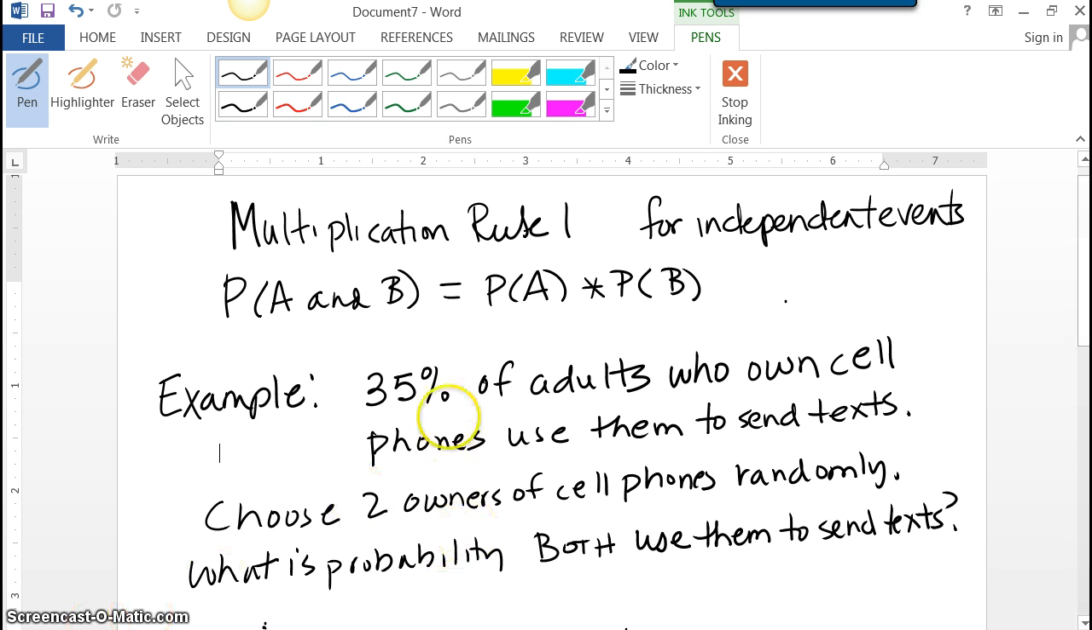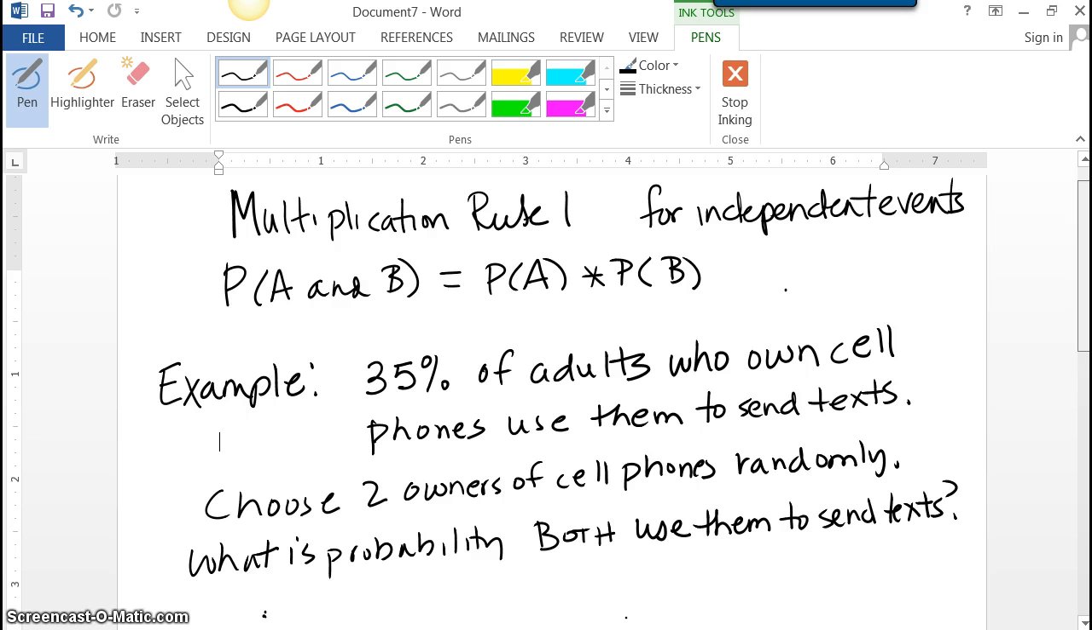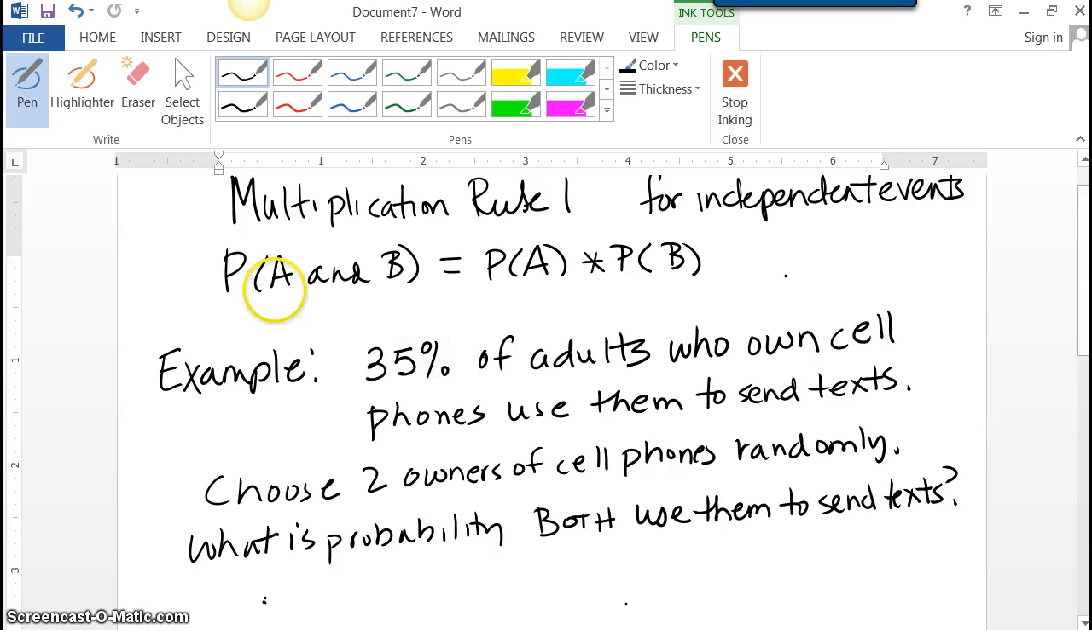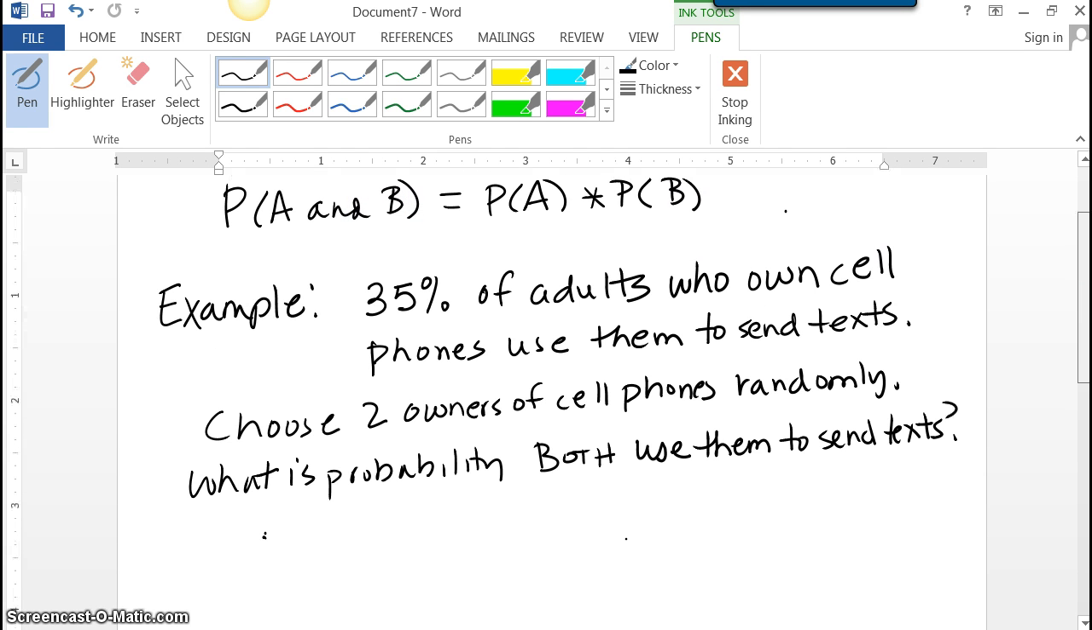It says 35% of adults who own cell phones use them to send text messages. And we're going to choose two owners of cell phones randomly, and we want to know what's the probability that they both use their phones to send text messages. When you hear the word both, they're really asking an and question. It's for person number one and person number two using their cell phones to send text messages.